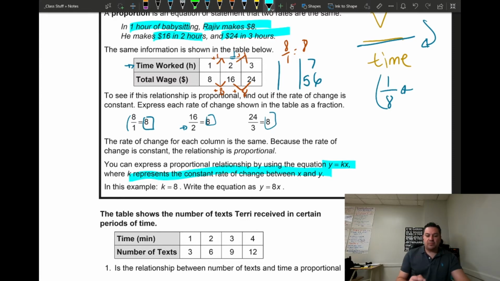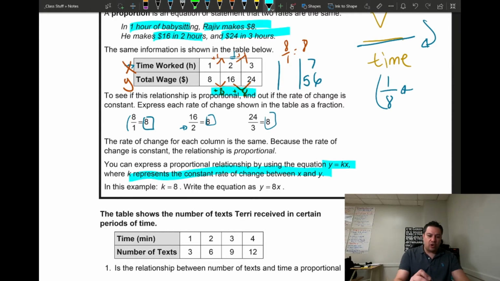Where k represents the constant rate of change between x and y. So if we look at this table above, this is going to be my y, and this is going to be my x. Okay? So my k is going to be this change right here at the bottom, whatever it changed. It might seem a little confusing, but let me show you on the examples below what this is about.